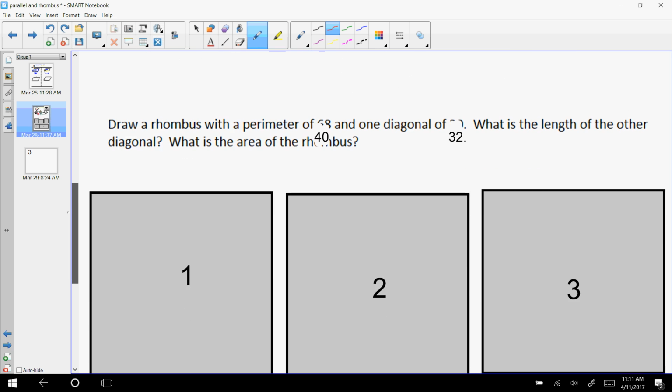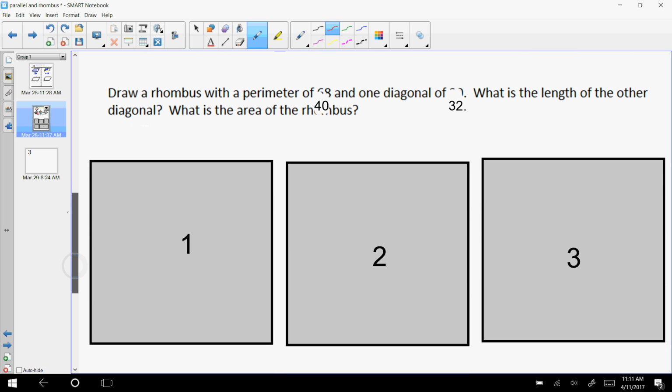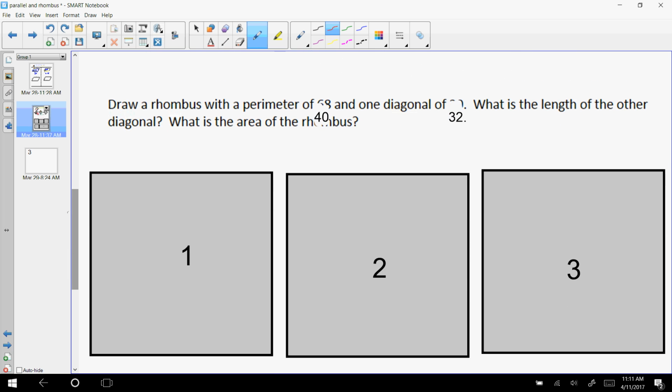All right, so let's look at, draw a rhombus with a perimeter of, this is supposed to be, I don't know why this is all jacked up. That's supposed to be 40, that's supposed to be 32. Rhombus with a perimeter of 40 and one diagonal is 32. What's the length of the other diagonal? What's the area of the rhombus?